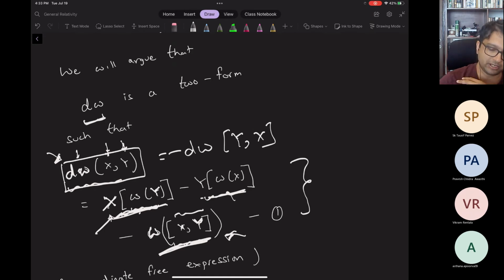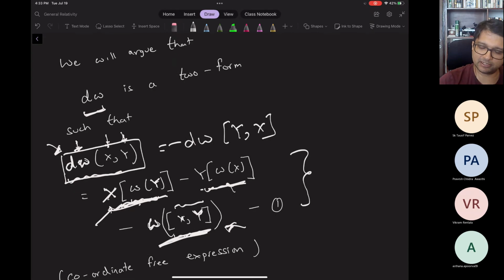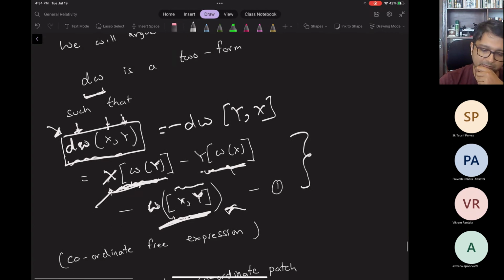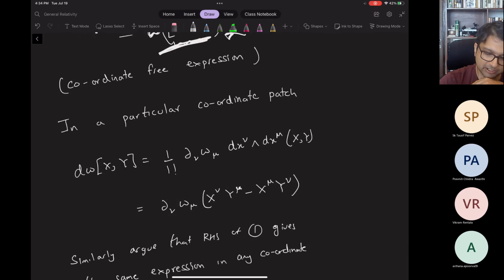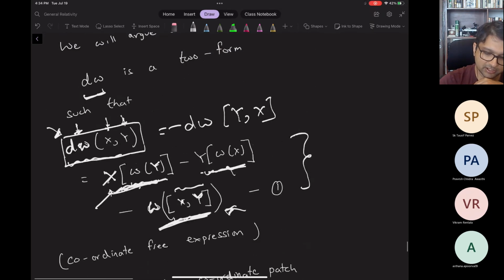operations. So therefore, d omega itself is a coordinate independent operation, because this is true for any X and Y. So if we show this, we've argued that d omega is a coordinate independent operation, even though the way we defined it seemed to indicate that it was not obvious that it's coordinate independent. Okay, so this expression will be quite useful. So in a particular coordinate patch, what you can do, for example, so let's prove this identity. We'll prove that this is true.